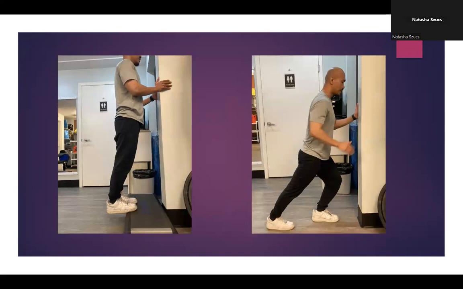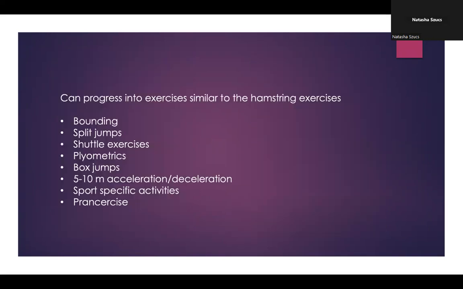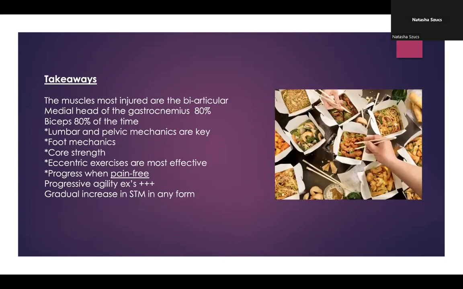And then he's stretching, he's just demonstrating ways you can stretch it on the step or up against the wall. You want to progress into bounding, split jumps, shuttle exercise, plyometric box jumps, again, 5-10 meter acceleration, deceleration, sport specific, and of course, agility exercises. Those are what you want to progress into.